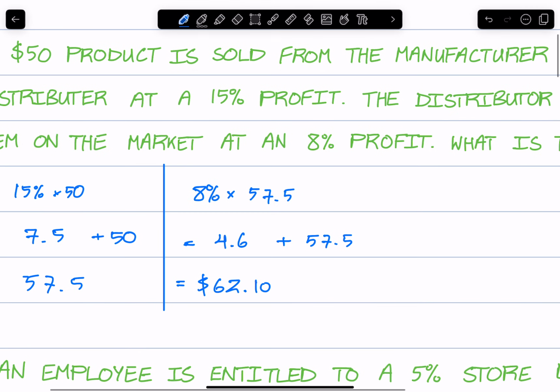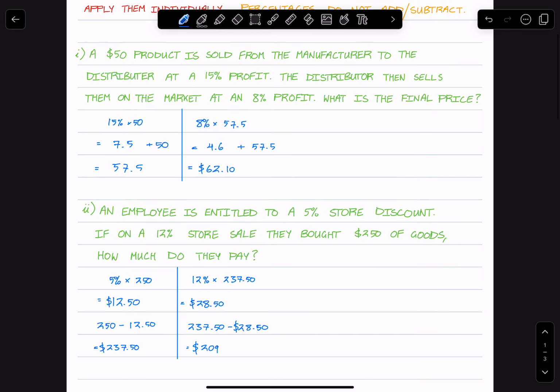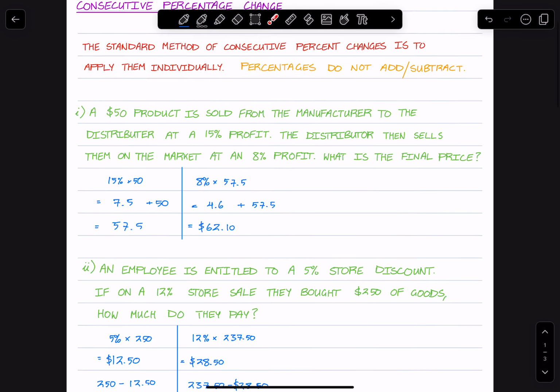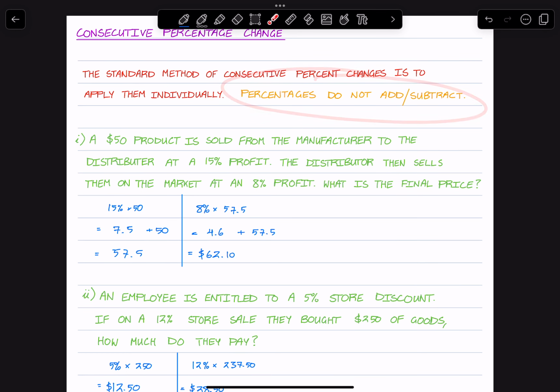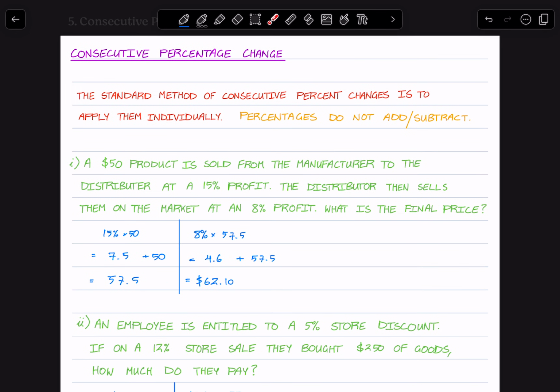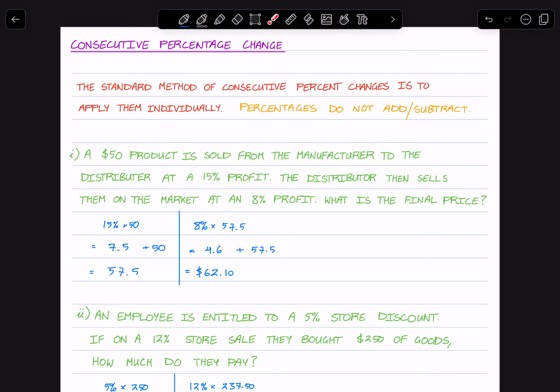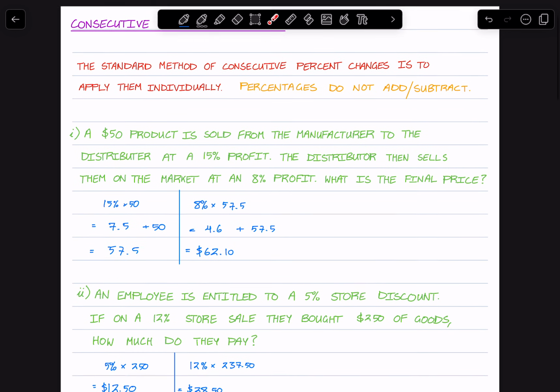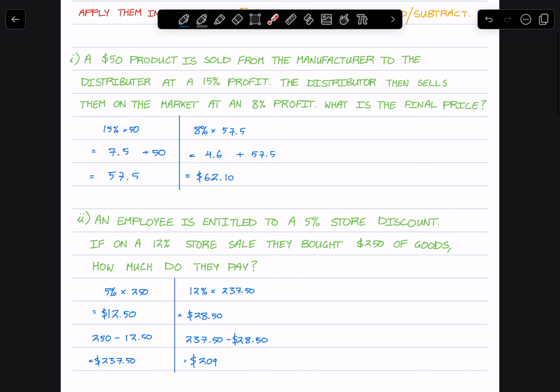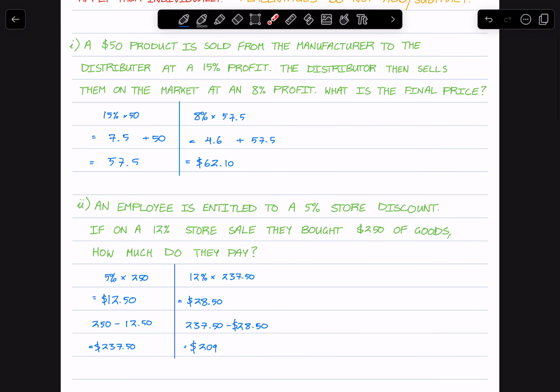So notice how with both of these, you would have to change it twice individually, and we do not add or subtract the discounts. So this is what we mean about a consecutive percentage change. So I hope that gave you an insight into how we increase or decrease an amount by a percentage more than once. And this is simply the first method of doing this.